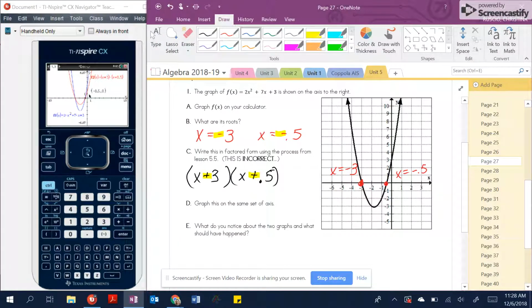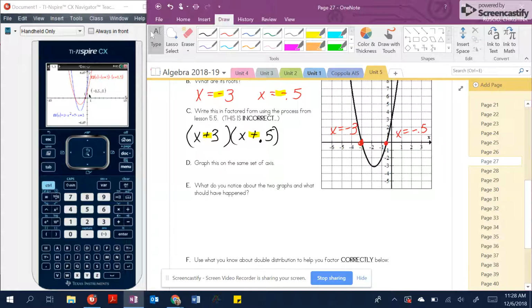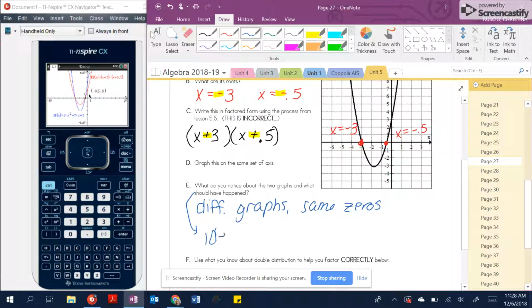So what did we notice for part E? They should have been the same, but they are different graphs, same roots or same zeros. And then what should have happened, they should have been identical. And they're not. Okay, so we need to use what we know about double distribution to help us correctly factor.